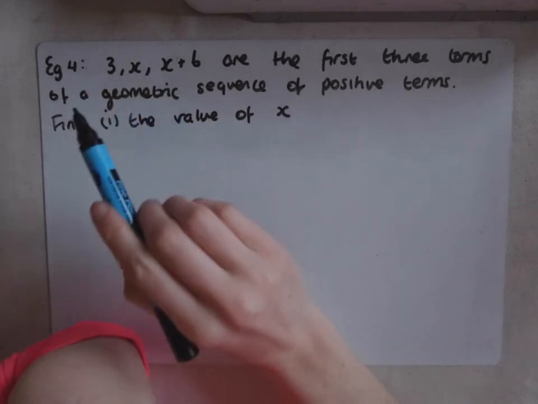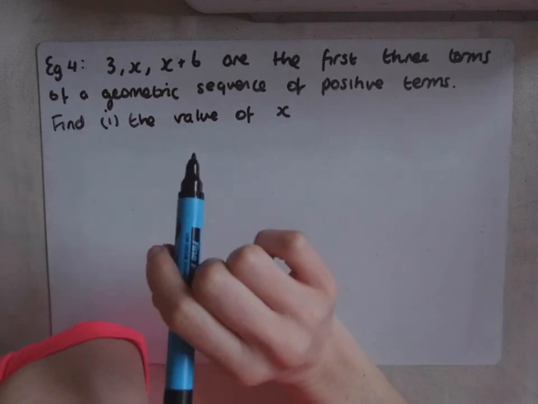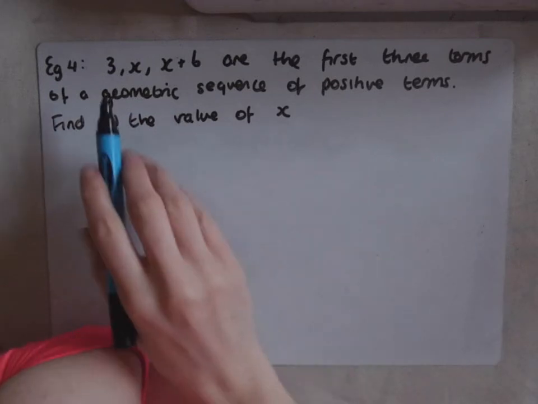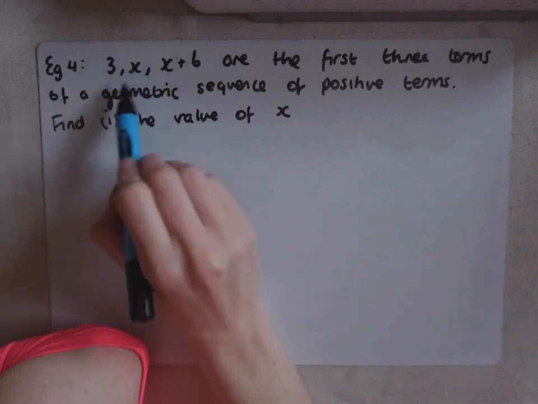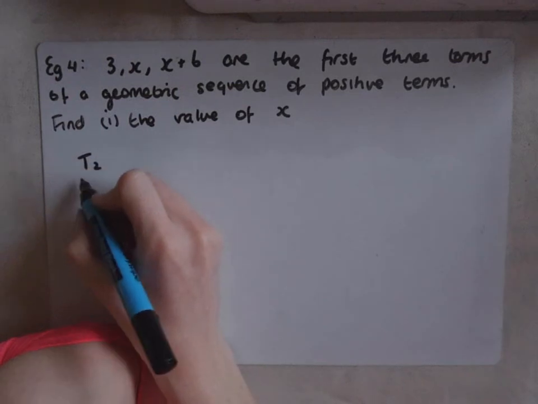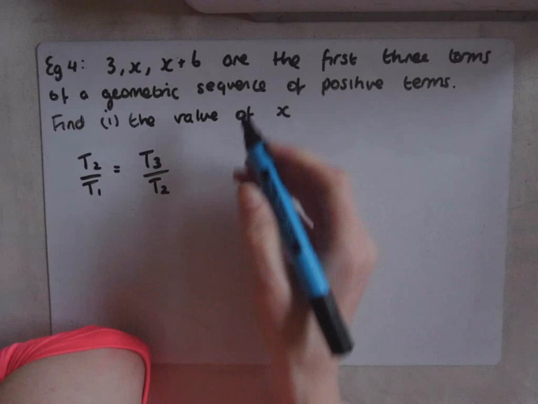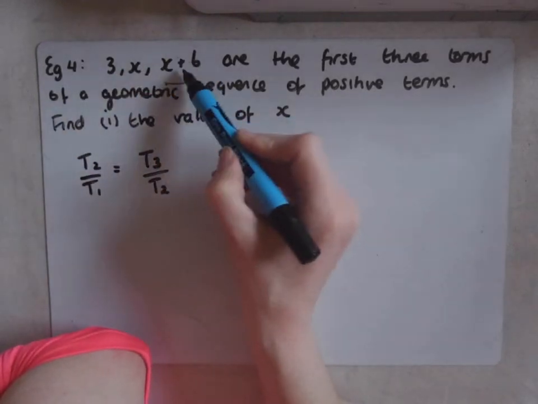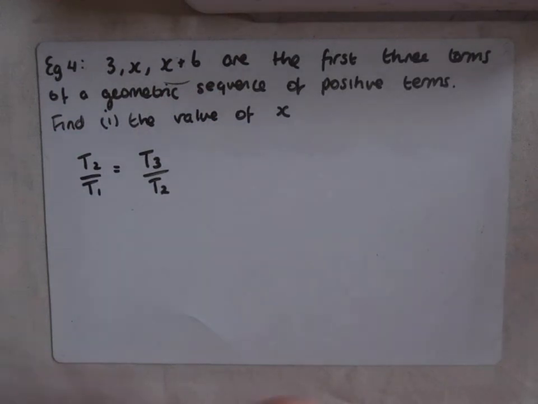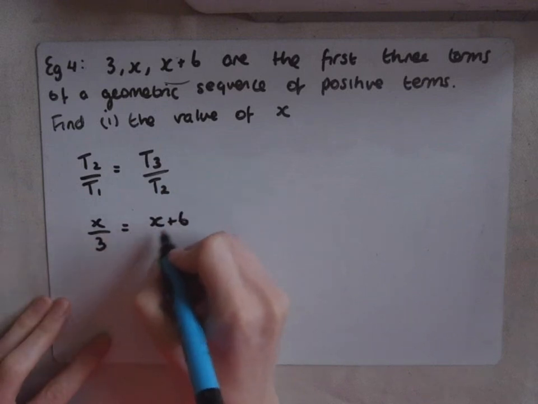Now, it's very similar with geometric, okay? It's not that the first difference is constant, but there is a common ratio. So your ratio is the same. So what that means is your ratio of these two is the same as the ratio of these two. So T2 divided by T1 is the same as T3 divided by T2. That divided by that is the same as that divided by that. Okay, your ratio is the same. So all you're going to do is fill that in. So x over 3 equals x plus 6 over x.